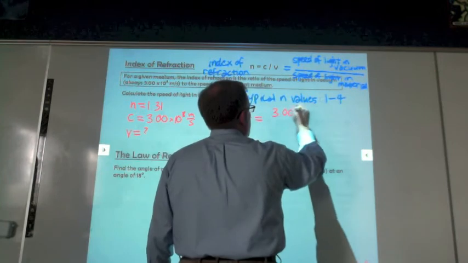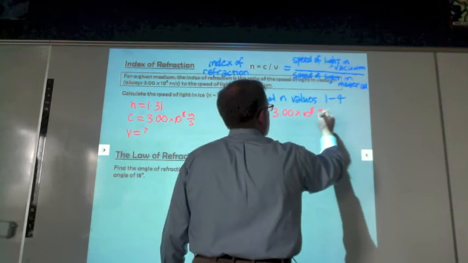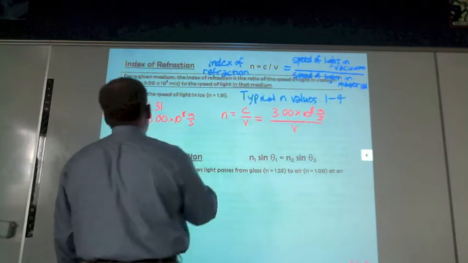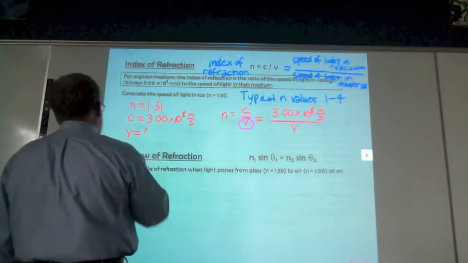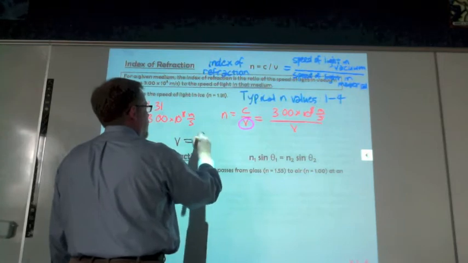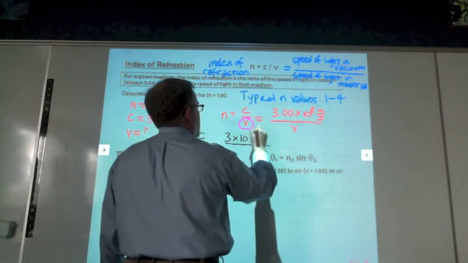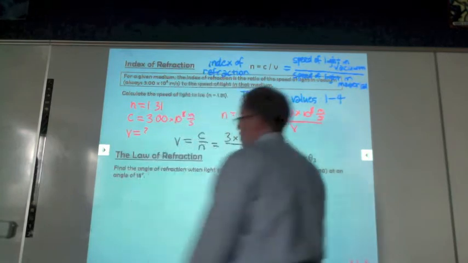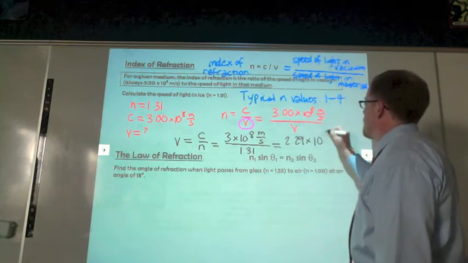N equals c over v. Every single time, that c is going to be 3 times 10 to the 8th meters per second. So we're solving for v here. I'm going to rewrite my equation solving it for v. V is going to be equal to c over n. That's 3 times 10 to the 8th meters per second divided by 1.31. That in turn equals 2.29 times 10 to the 8th meters per second.